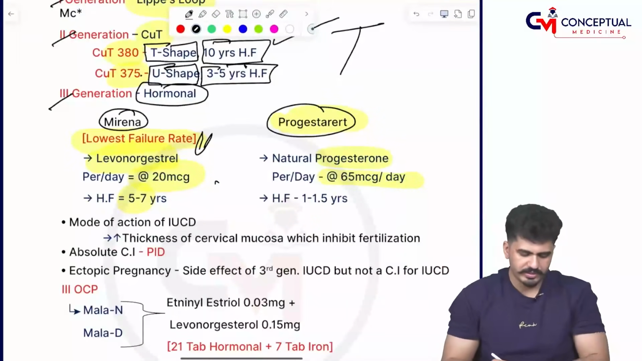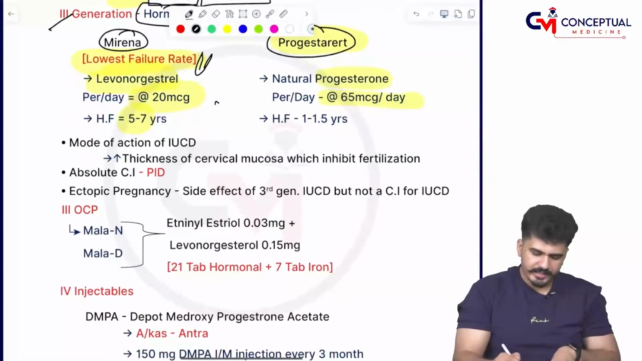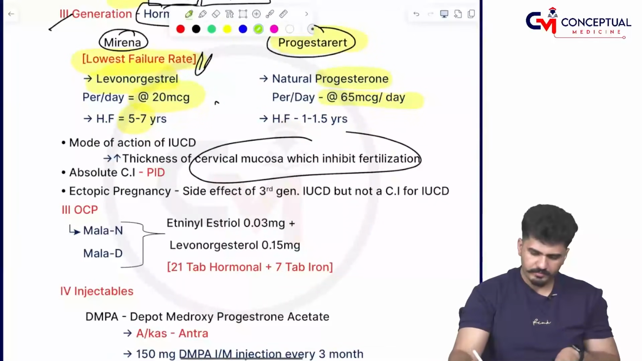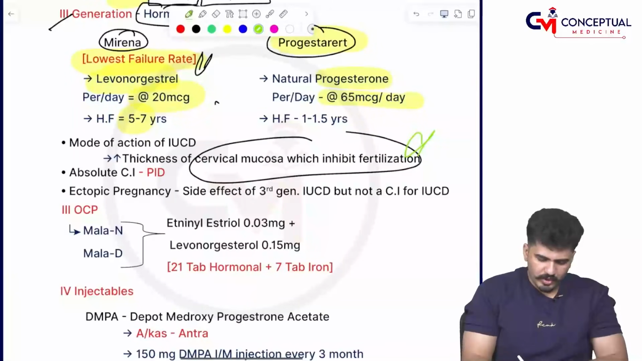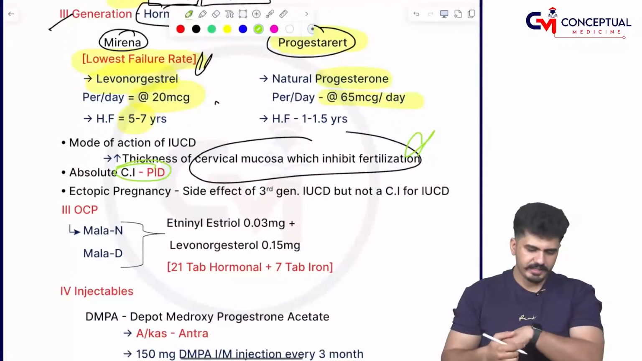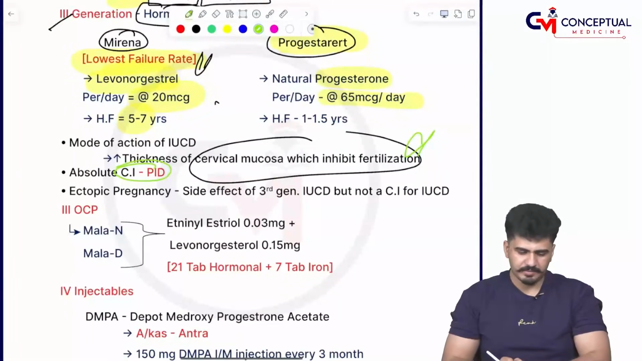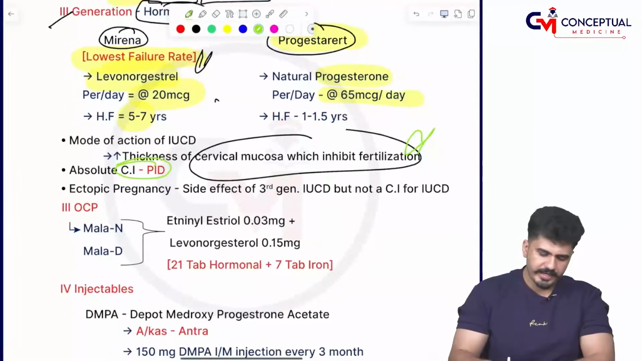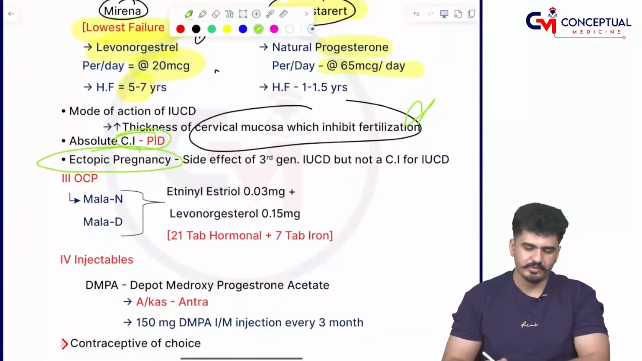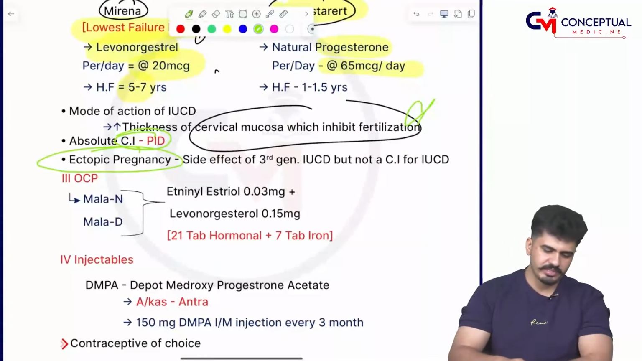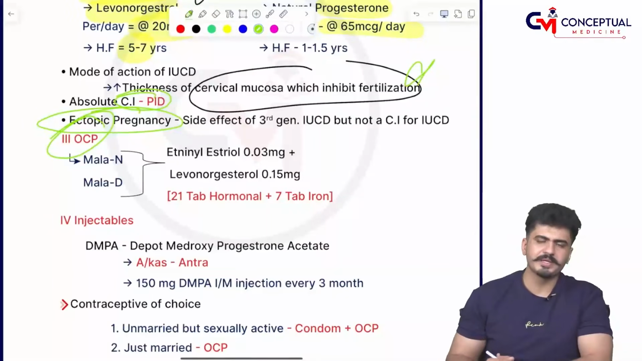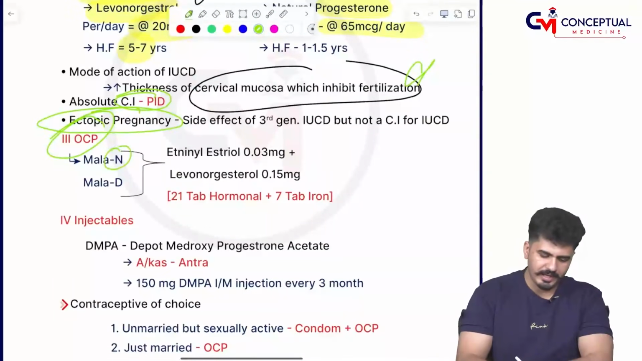Now the mode of action of IUCDs, what are they actually doing? They are increasing the cervical mucosa thickness, which prevents fertilization. Absolute contraindication is PID. When the person has a diagnosed PID, remember, it is an absolute contraindication. Then ectopic pregnancy is a side effect of the third generation IUCD. And what was the third generation? Hormonal IUCD.